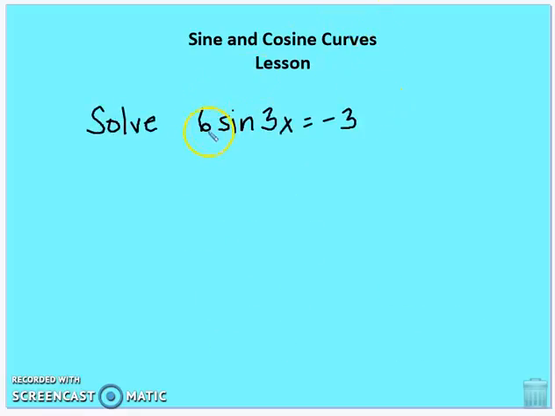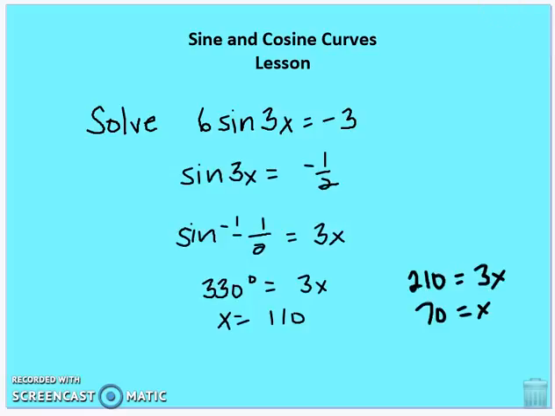Last one, 6 sine 3x is equal to negative 3. I'll pause for a moment while you work this out. All right, so I'm going to divide both sides by 6. I get sine 3x is equal to negative 1/2. Inverse sine of 1/2 is equal to 3x. 330 degrees is equal to 3x. X is equal to 110 or x is equal to 70.